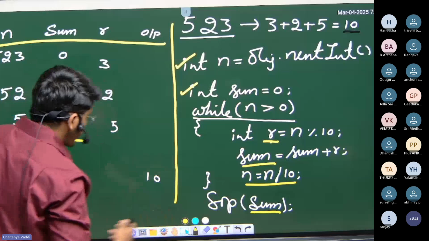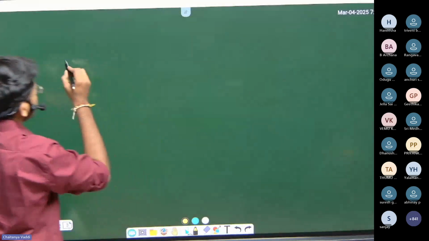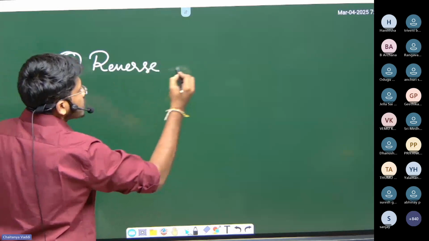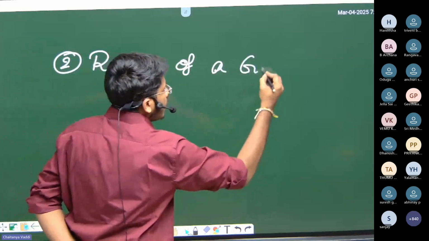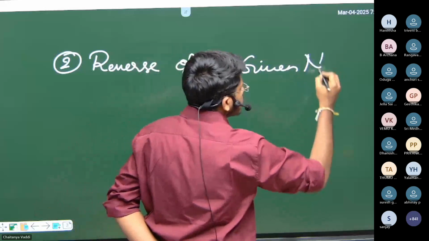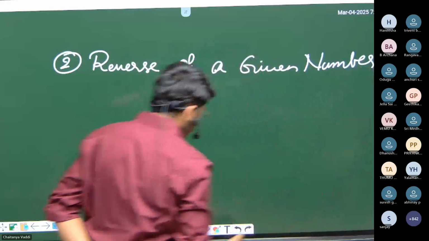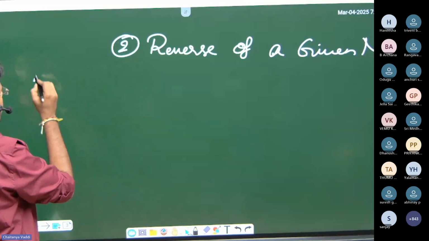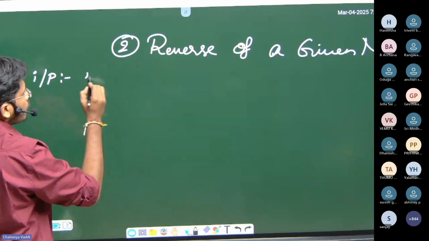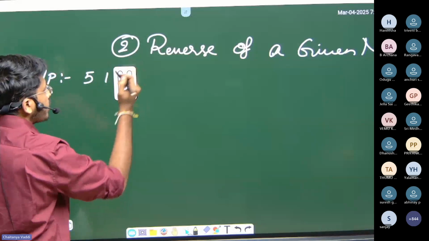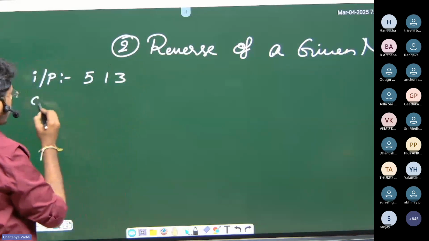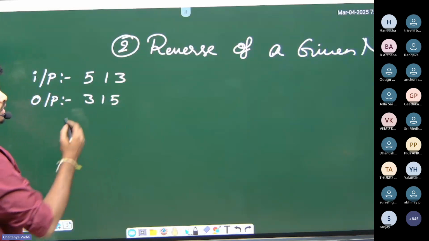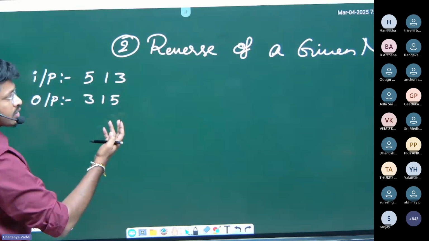And coming to the second one. The second question is the reverse of a given number. Here, assume that the input is 513. So the output should be 315. Right, 315. 513 should be written as 315.